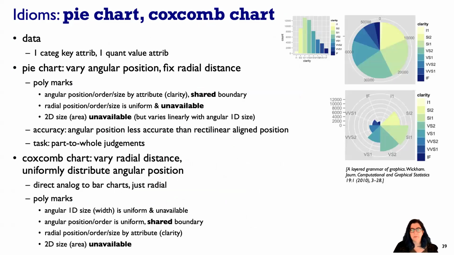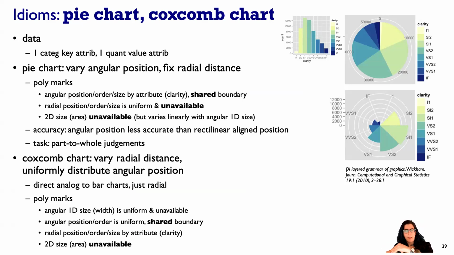Now, the best known radial chart type is clearly the pie chart. So what is going on with pie charts? Well, like a bar chart, we can think of having a categorical key attribute and a quantitative value attribute. Now, with a pie chart, you're varying the angular position, but you fix the radial distance, right? It's a circle all the way around. They're the same. The end of that wedge is the same distance from the radius for all of them. So we're going to think of these as polygon marks, even though they represent only a single item, but as we'll see, they have sort of complex shape and structure.